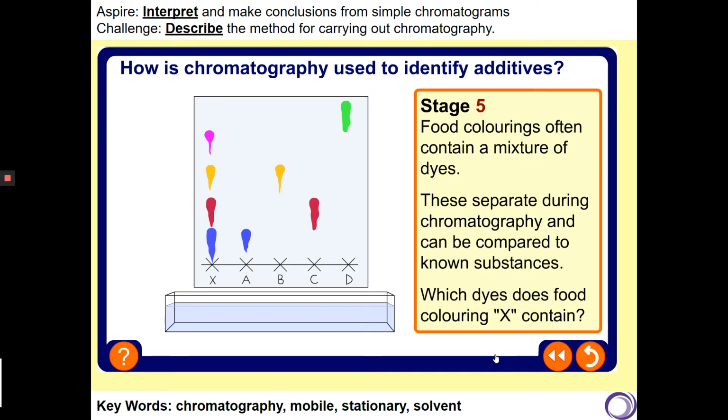Now, from this one, we could make a number of conclusions. The first one would be that X contains 4 different substances. We can also compare them and say of the 4 different substances, one of them was A, one of them was C, and one of them was B. We can also say that X contains something that we don't know what it is, and in this case that will be the pink splodge. We don't know what that is. And we can say that it absolutely doesn't contain any of D.